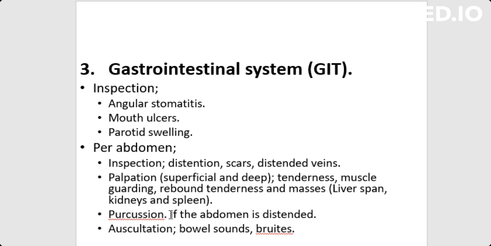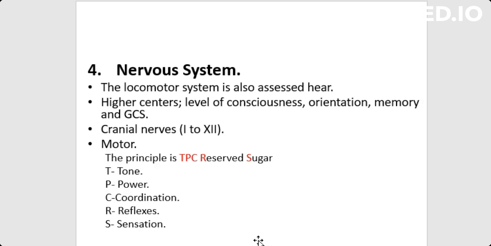For percussion, you need to do it only if the abdomen is distended. You need to do percussion and the fluid thrill examination. Lastly, you need to auscultate for bowel sounds and bruits. Bruits might indicate maybe there is an aortic aneurysm of the abdominal aorta, or renal bruits and iliac bruits.